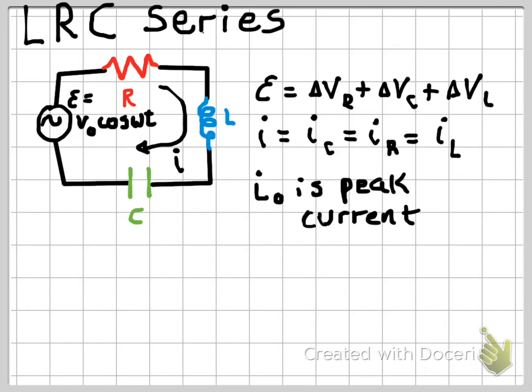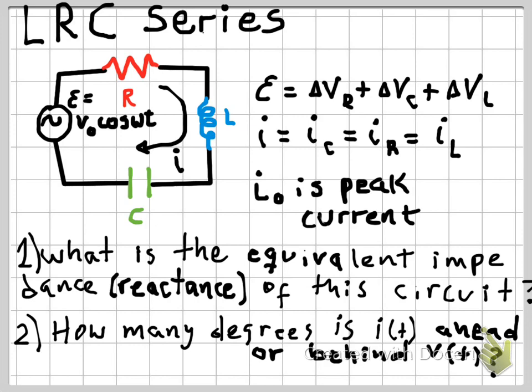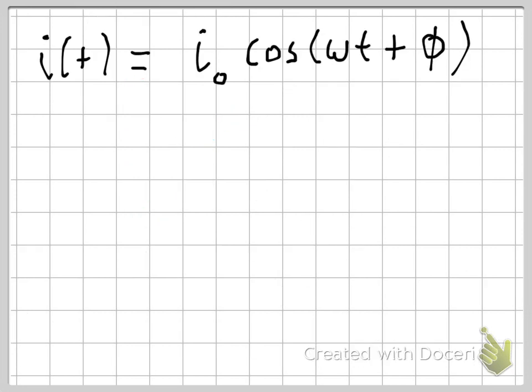As before, we're going to call I naught the peak current in the circuit. Two important questions to answer about this circuit: the first question is, what is the equivalent impedance, reactance is another name for it, of this circuit? The second question, also very important, is how many degrees is the current in the circuit ahead or behind the voltage applied to the circuit? These are the two main questions to answer when we're dealing with an AC circuit. So let's start with the first one.